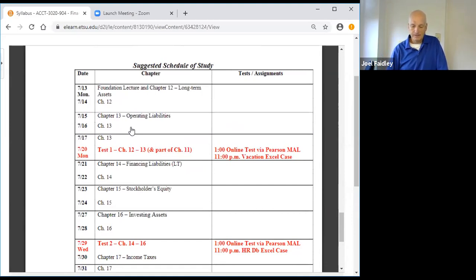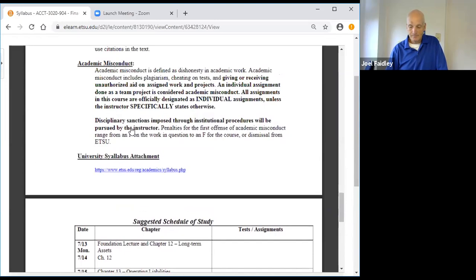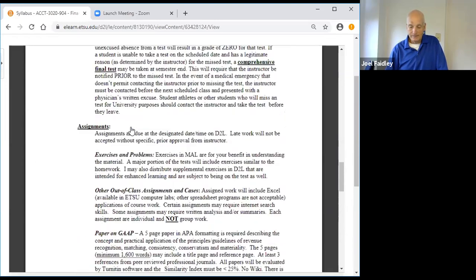So again, this is for the summer of 2020. And this would apply in future years as well in the summer and what you're looking at online. All right, so that's the syllabus.